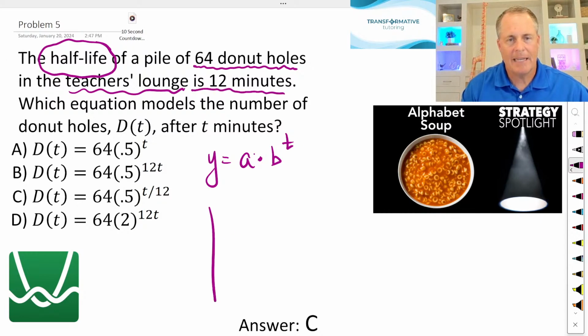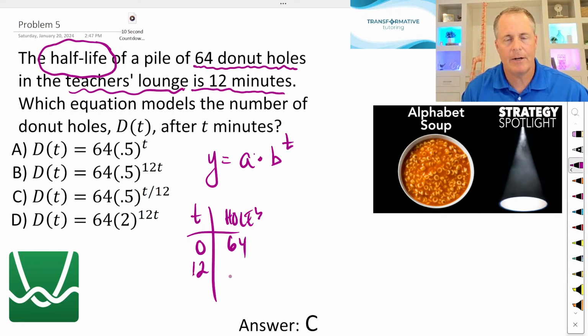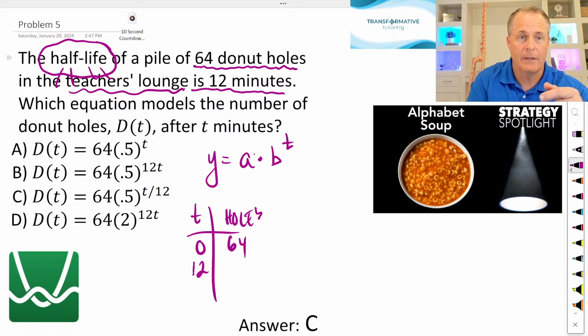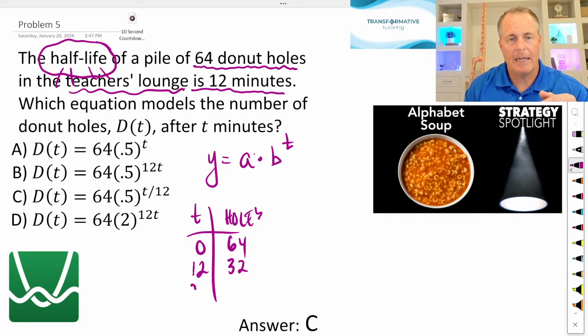So if we were to make a table here, we would say, well, when somebody dropped off the donut holes, they dropped off 64 donut holes. And if we came back 12 minutes later, there would only be half of the donut holes still there because it's a half-life. So there would only be 32 donut holes. If we come back in another 12 minutes, half of those are still there, so 16.